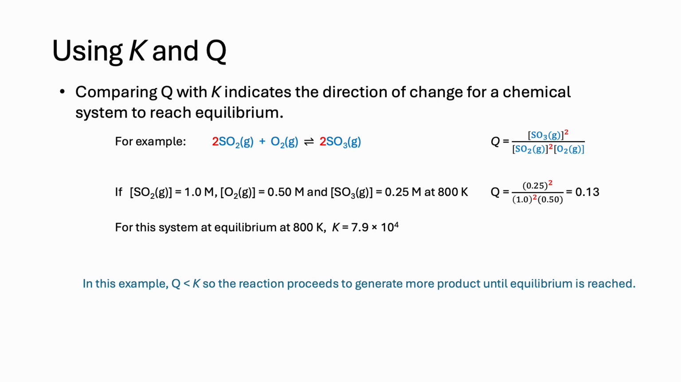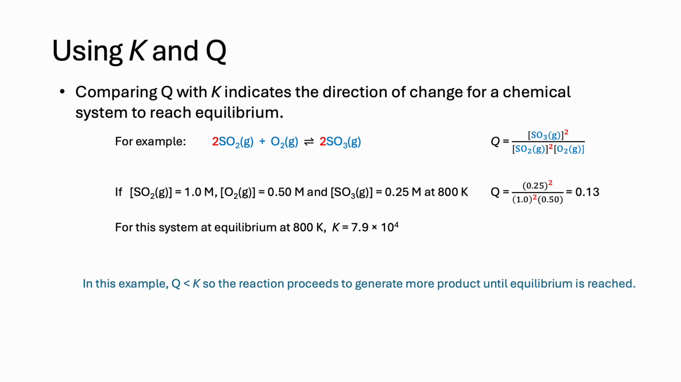For any particular equilibrium, there is a unique value for K, while there is an infinite number of possible values of Q, depending on when the measurements were taken before the system reached equilibrium. So we might ask the question, why bother with calculating Q? Well, a comparison of Q and K will tell us in which direction the reaction is going and how close it is to achieving equilibrium.